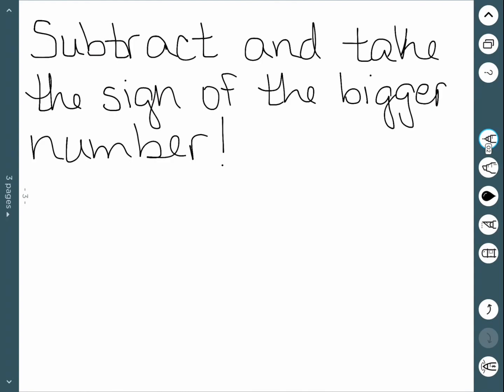In general, whenever we're subtracting numbers, we subtract the two numbers the same way we learned in grade school. Take the big one minus the small one. And then the key is to figure out what the sign is. We're going to subtract and then take the sign of the bigger number.